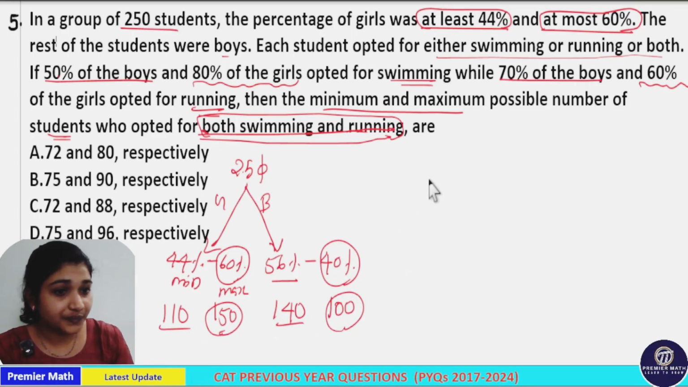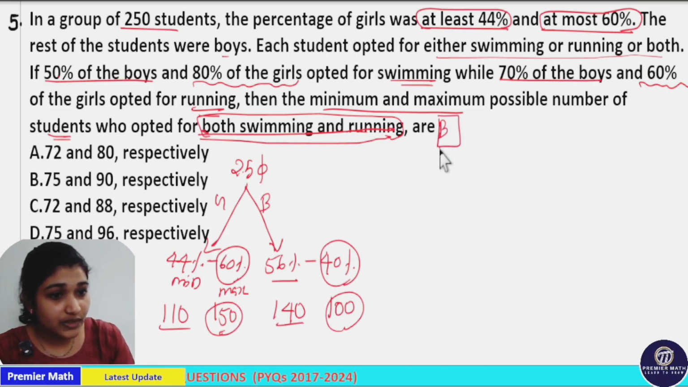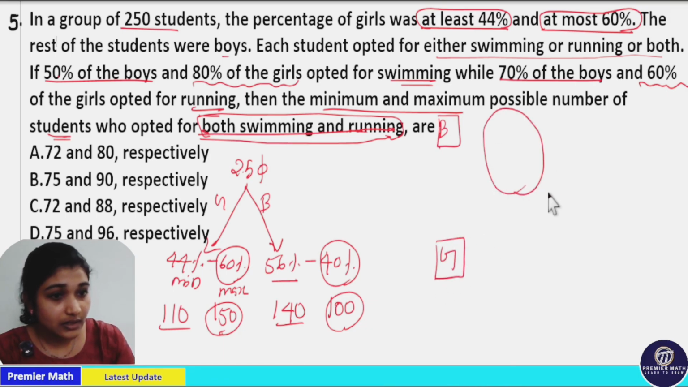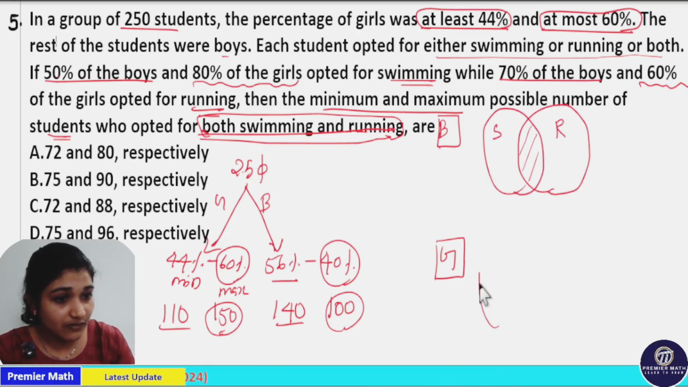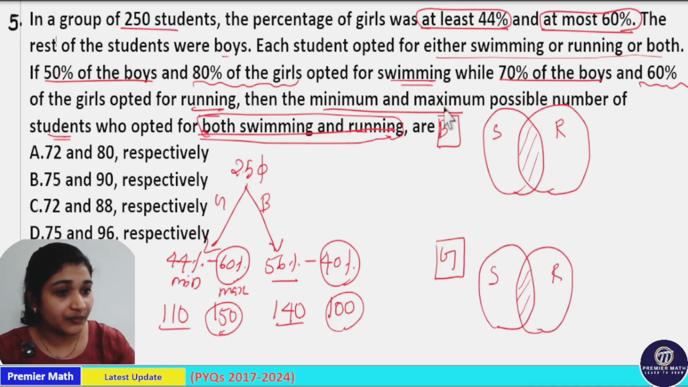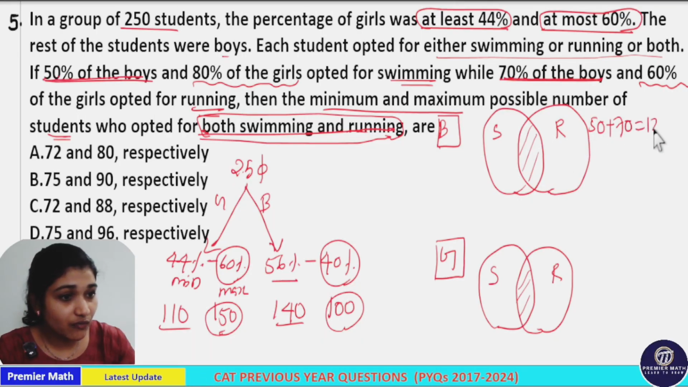Now we need data representing both swimming and running. In the case of boys, if I take this as swimming and this as running, this intersection represents both swimming and running. In the same way, in the case of girls, if this is swimming and this is running, this intersection represents both. Here it says 50% of boys and 70% of boys opted for swimming and running respectively. Now 50 plus 70 is 120%.